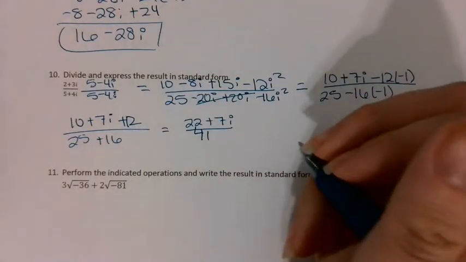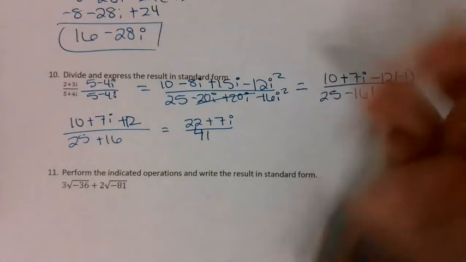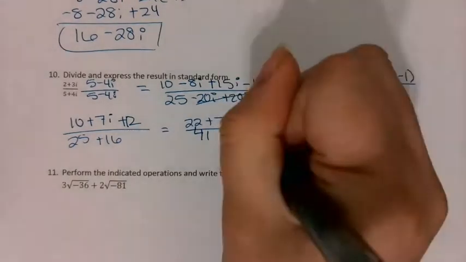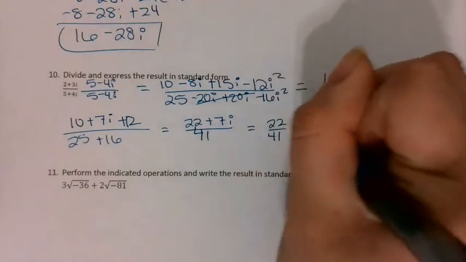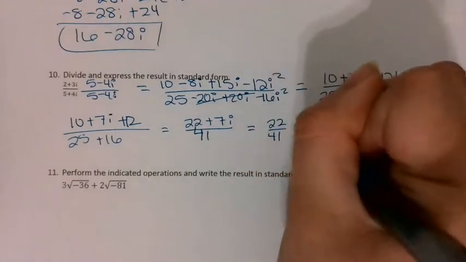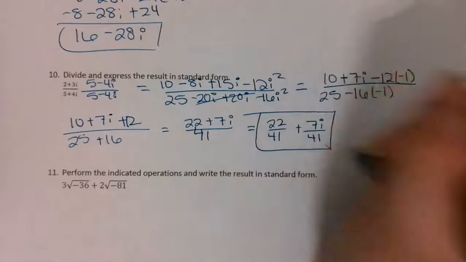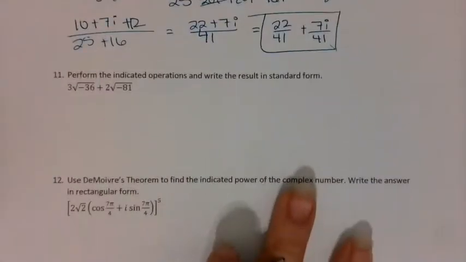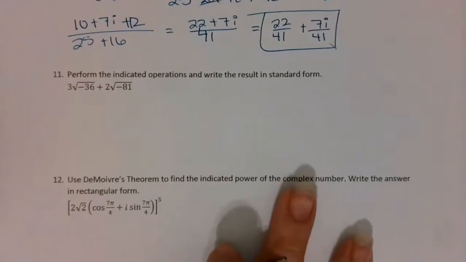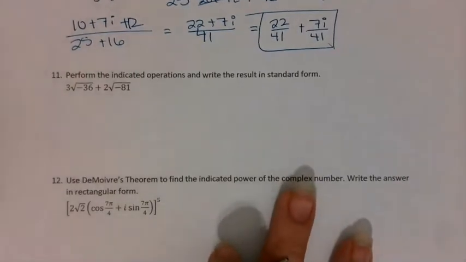Then I want to split this up because when I have imaginary numbers, I split them up into the real and imaginary part and I don't leave it as one fraction. I have 22 over 41 plus 7i over 41. And if I could, I would simplify those fractions if possible. Okay. Number 11 wants me to perform the indicated operation and write the result in standard form.